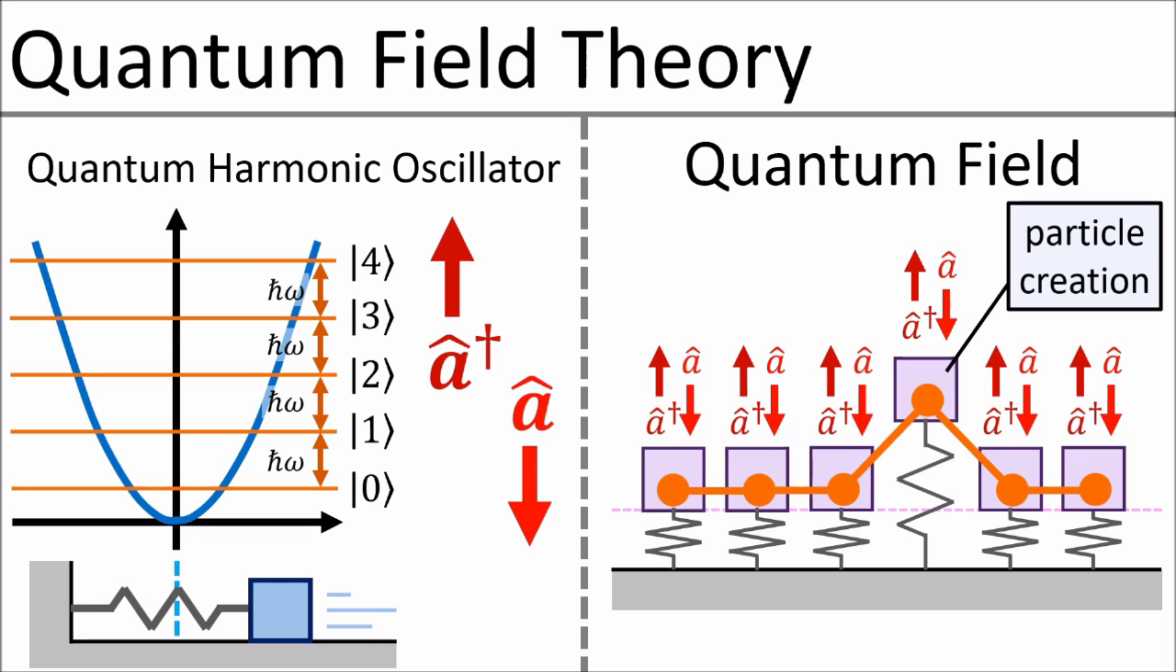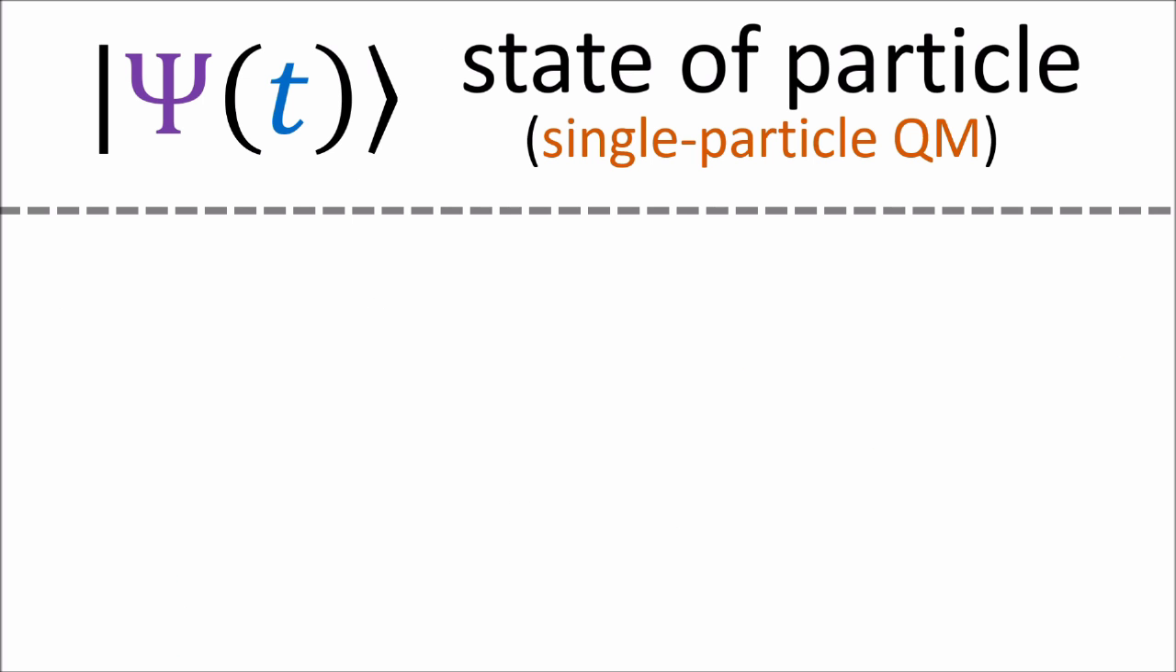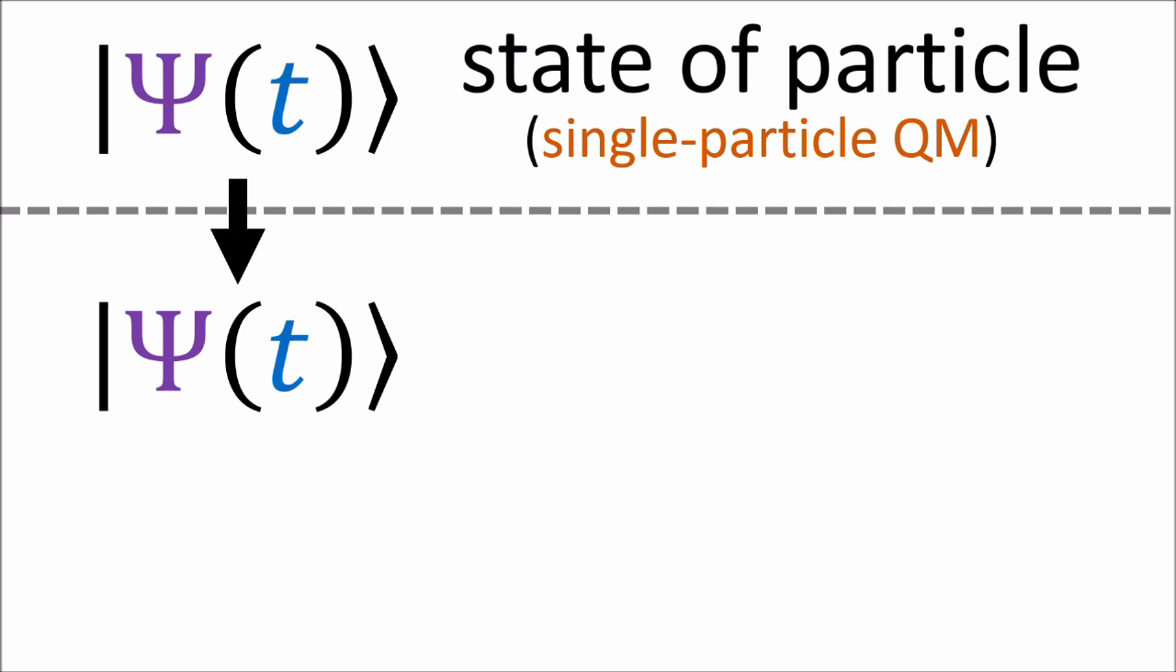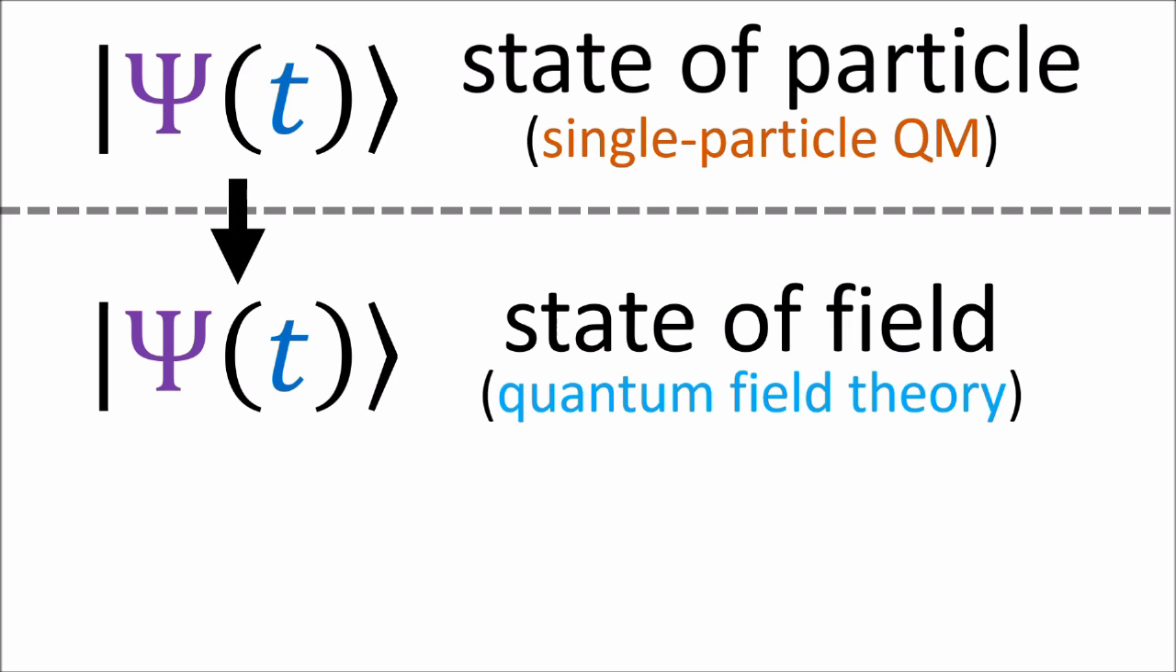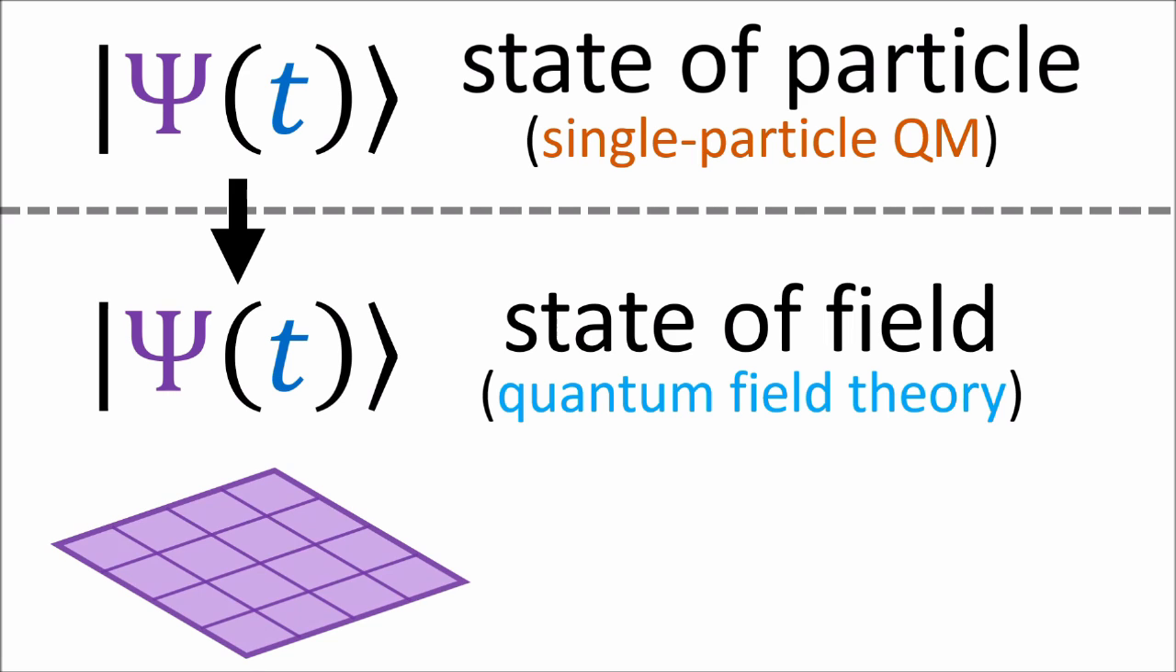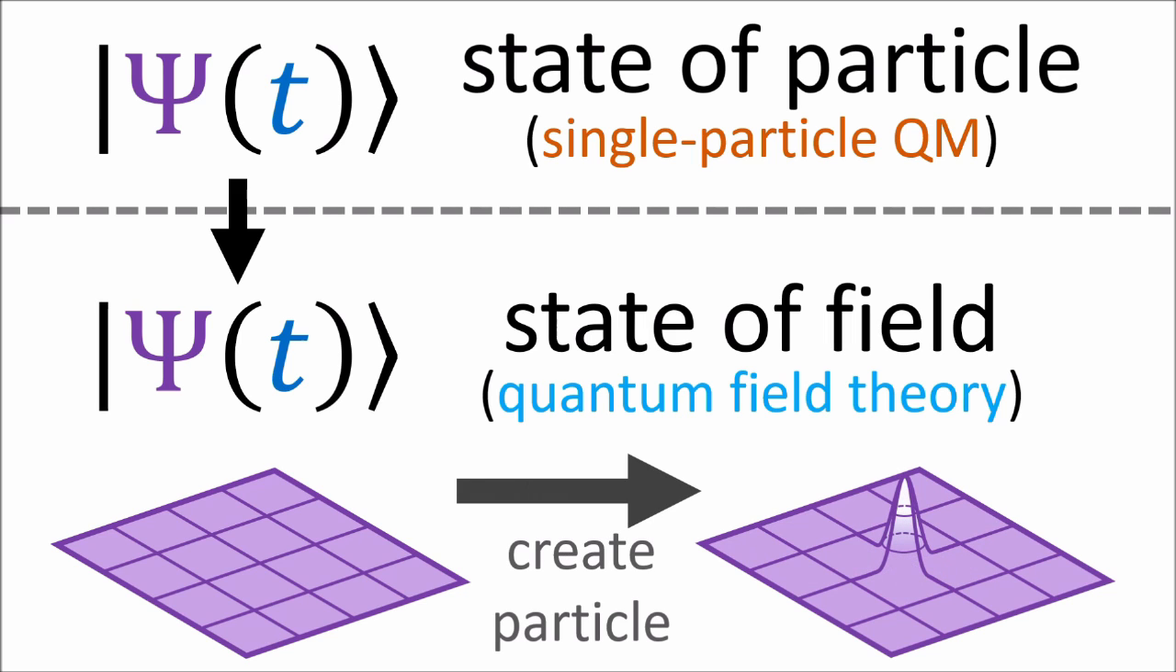So we're going to start viewing particles as excitations in a field of quantum oscillators, which is also called a quantum field. Each particle type will have its own quantum field. A key change we need to make is to start interpreting our quantum state psi of t as representing the state of an entire quantum field instead of just the state of a single particle. With a field, we can create and destroy as many particles as we like, because particles are interpreted to be excitations in the field.